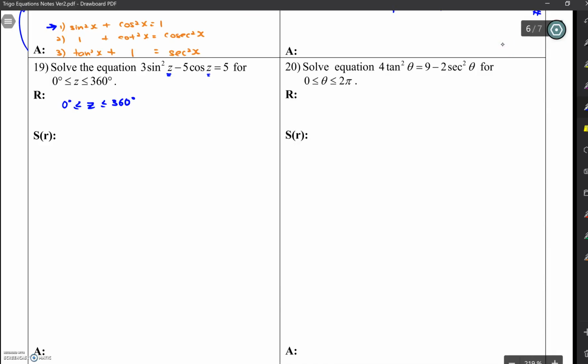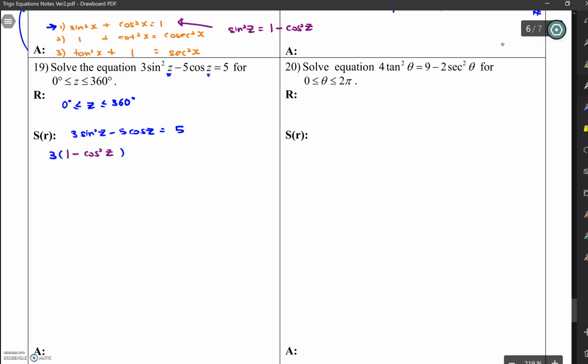Similarly, I'll just write down the question, 3 sine squared z minus 5 cosine z is equals to 5. What I need to do is to change my sine squared to something else. So what do I change to? If I want to make sine squared z the subject in the identity, it will be 1 minus cosine squared z, which means what I write here will be 1 minus cosine squared z. And from there, I'll just copy the rest in.